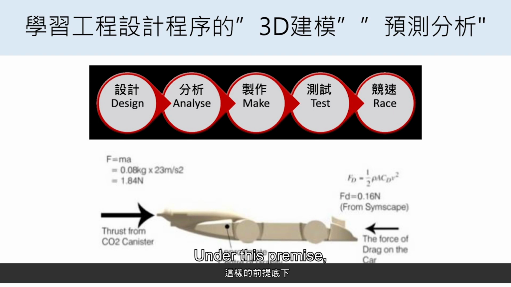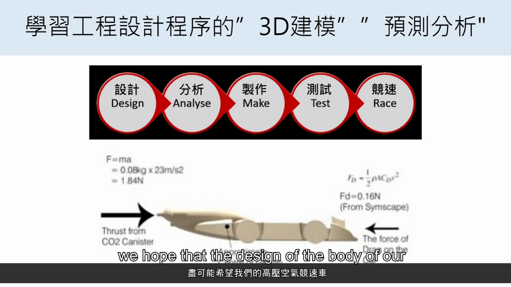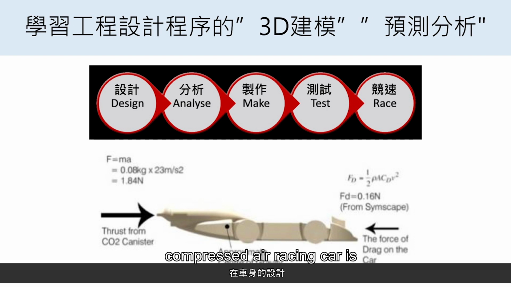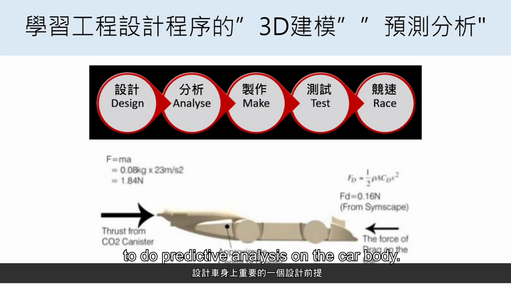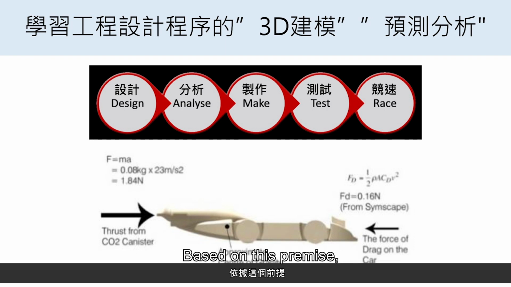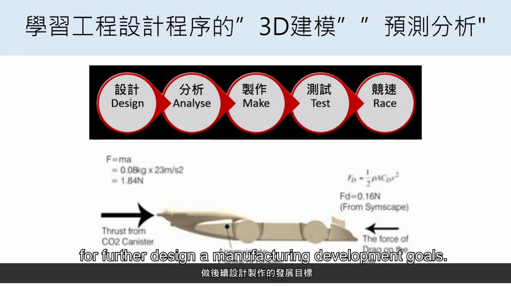Under this premise, we hope that the design of the body of our compressed air racing car is more in line with the efficiency of fluid mechanics and aerodynamics, so that it can achieve our goal with the least traction and the best stability under higher speeds. This concept is an important design premise for us to do predictive analysis on the car body. Based on this premise, we draw up different design solutions, perform assessment, and finally select a solution for further design and manufacturing development goals.